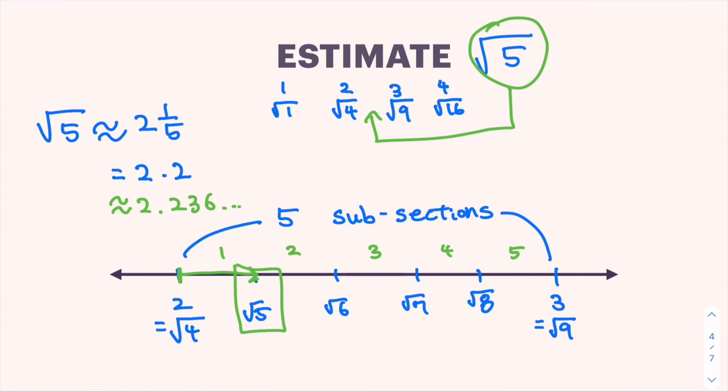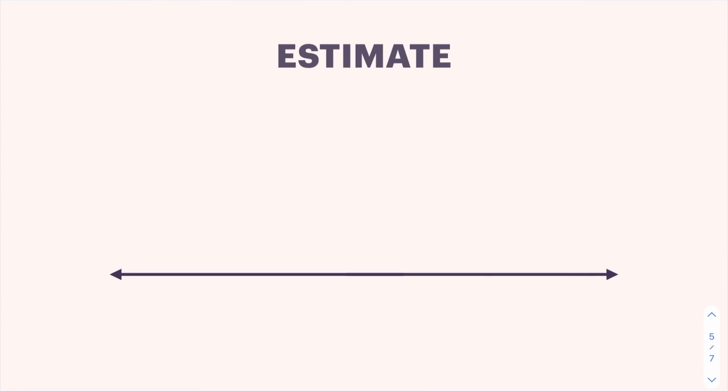Okay, let's estimate one more number. How about square root of 30? What would the square root of 30 approximately be? Well, as we did before, we're going to find the two numbers that square root of 30 sits in between. And you may recognize right away, but I'm going to pretend that I didn't. So I'm going to write 1, 2, 3, 4, 5, 6, 7, 8.